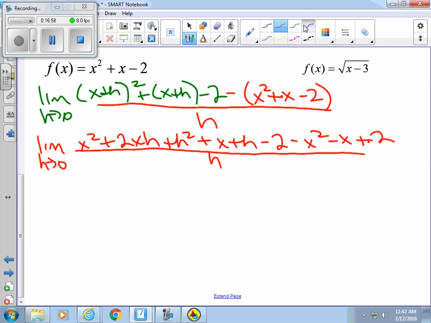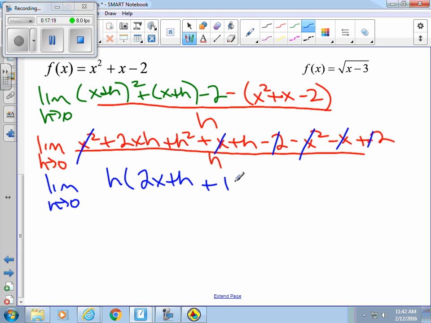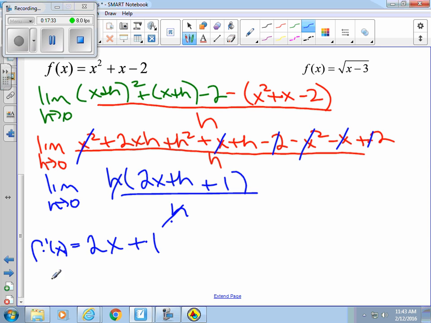Okay, the x squareds cancel. I kind of buy into the work smart, not hard principle. Factor out an h. Limit as h approaches 0. And as h approaches 0, what does that approach? So the derivative at any point along that curve is 2x plus 1. Does it make sense that that would change as we go along the curve?